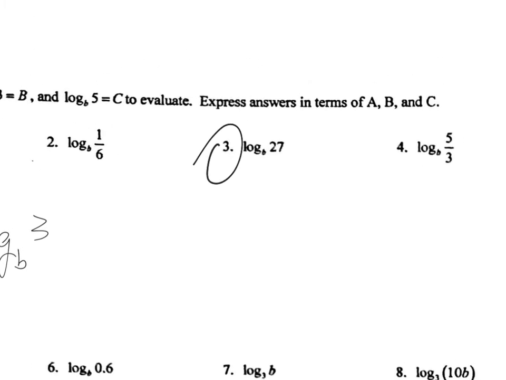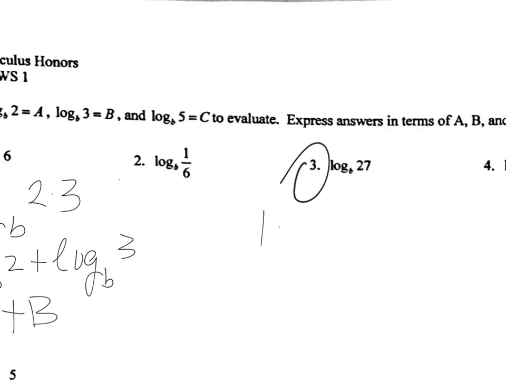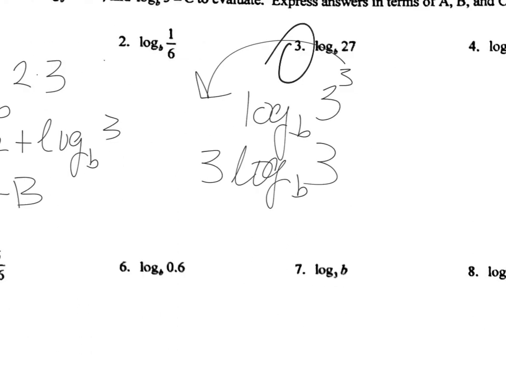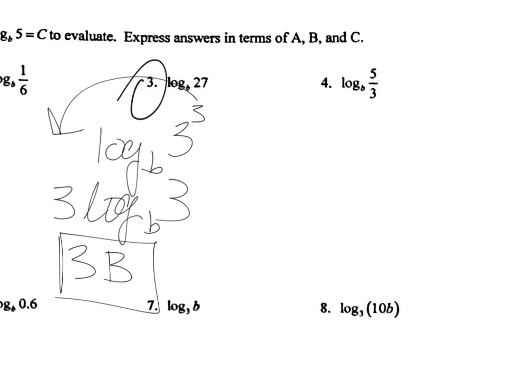Let's go ahead and take a look at number 3, 27. Well, how can I relate 27 to those numbers? It is 3 cubed, so I'm going to turn it into 3 cubed. And now I expand out. I move this out in front, so I have 3 log base b of 3. Log base b of 3 equals b, so this answer is 3b. If you got to this point right here, students typically go b to the third. This is not the exponent of the whole logarithm. It's just the exponent of the argument.